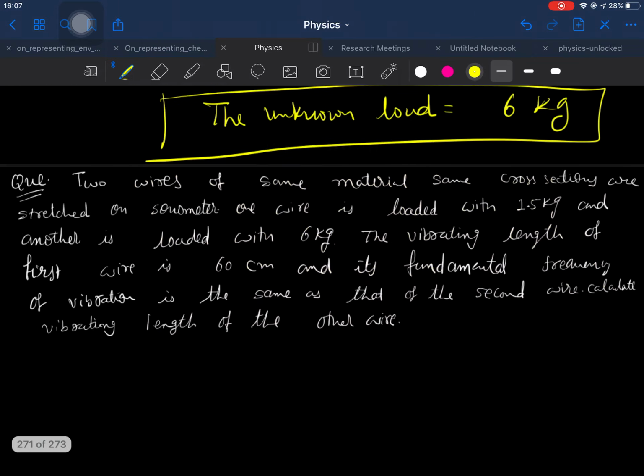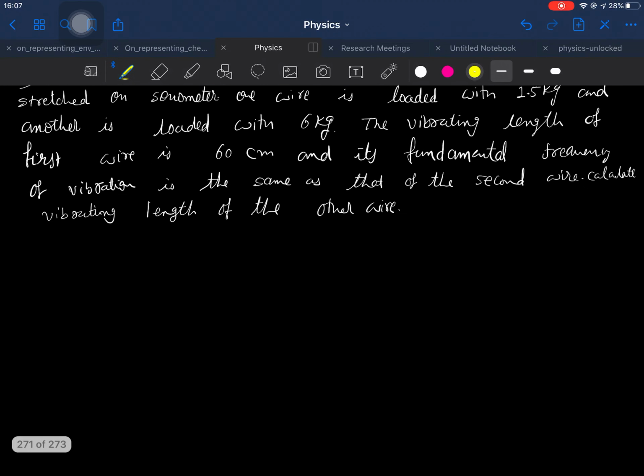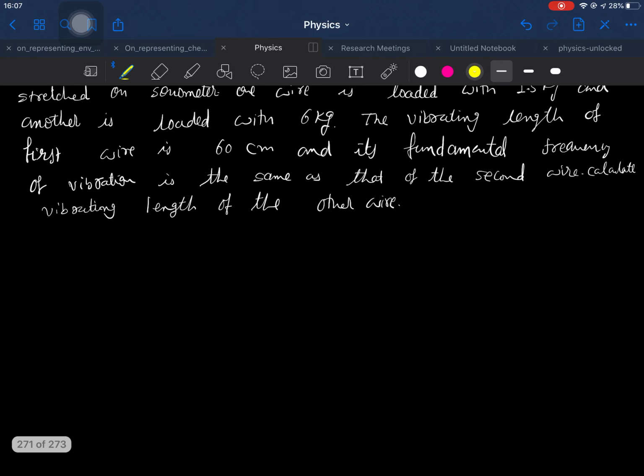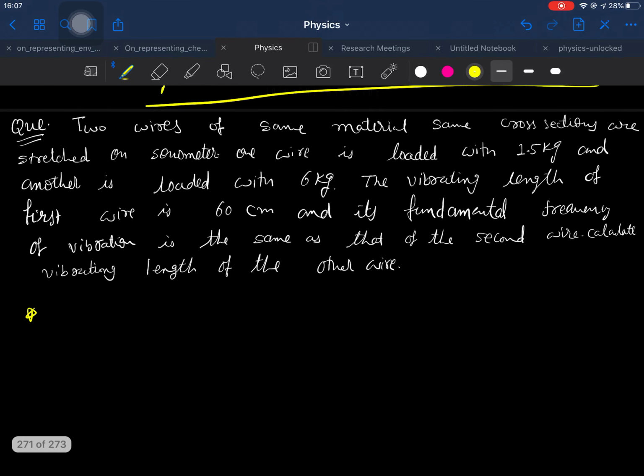Okay, same mass. Now let's try to come up with more explanation for a similar numerical. So two wires of the same material with the same cross section are stretched on the sonometer. Now again, do I have to change the mass m1 and m2? We'll see that. Now one wire is loaded with 1.5 kg and for the other wire, T1 is 1.5 g and T2 is equal to 6 g.